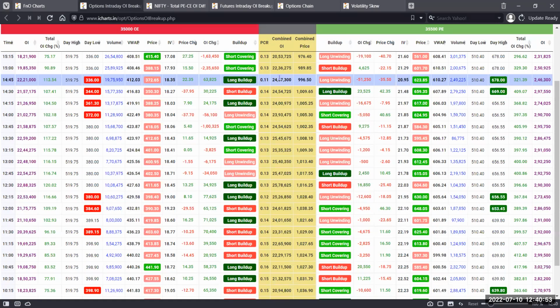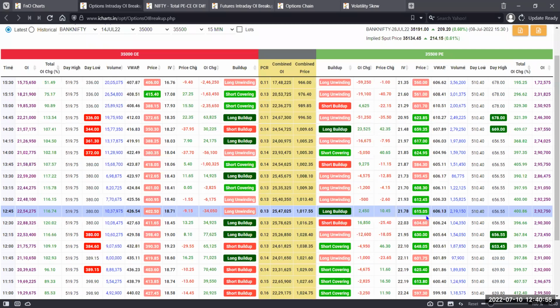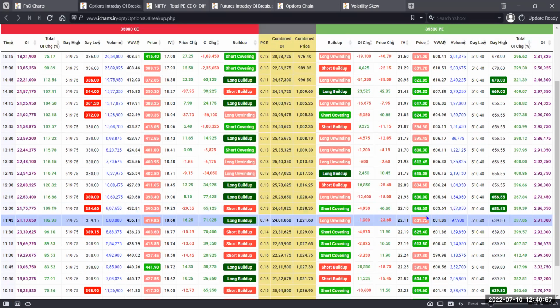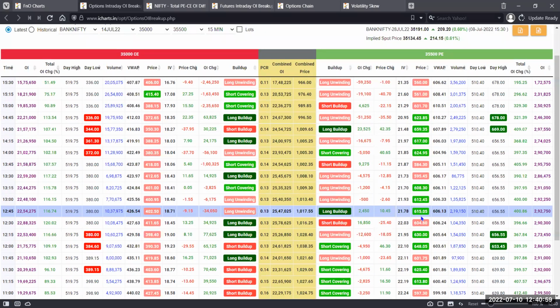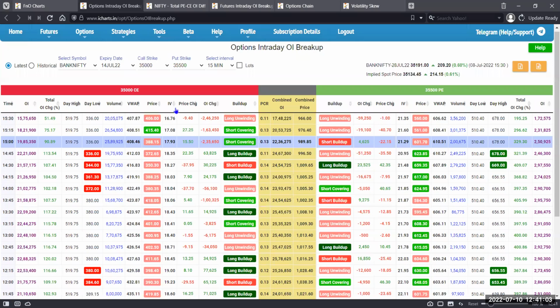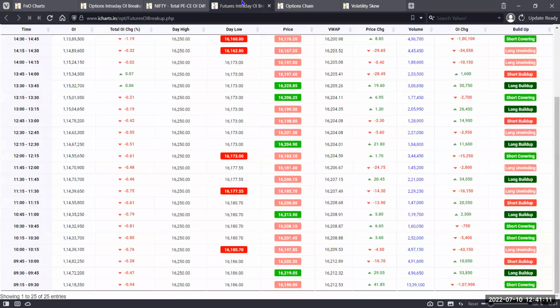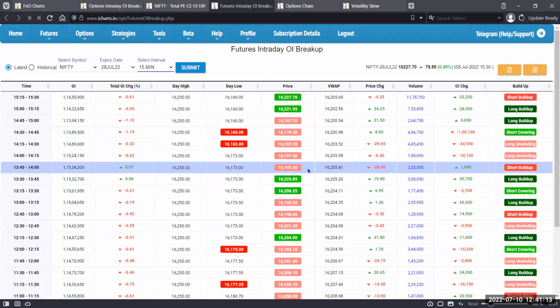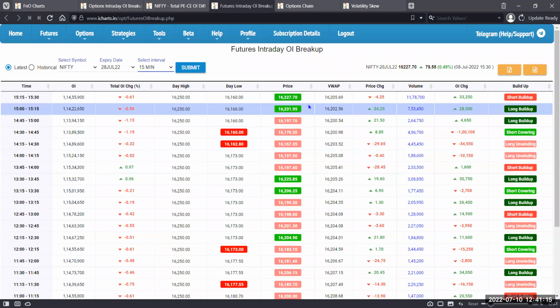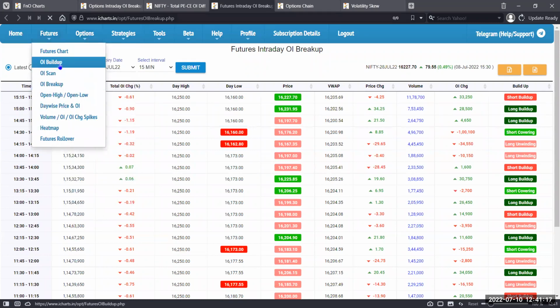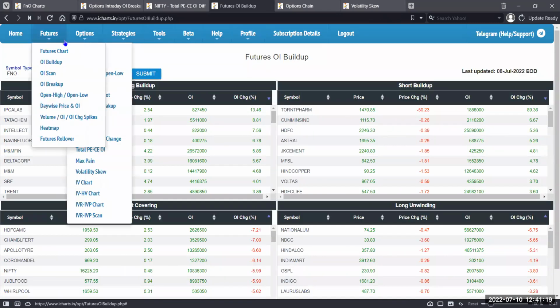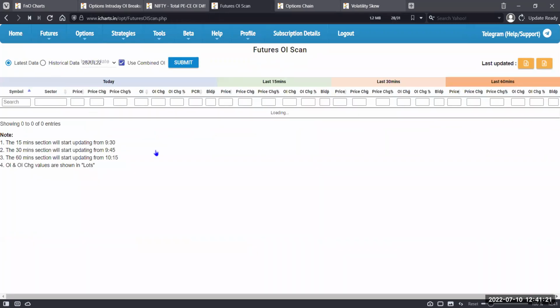Sir, in this future OI buildup, every time we have to search for the symbol, right? Can you do something so that we can add a favorite watch list or something in future OI? Future OI breakup, future OI buildup. No, the second one next to home, the future... OI scan, sorry. OI scan. Yeah, yeah.